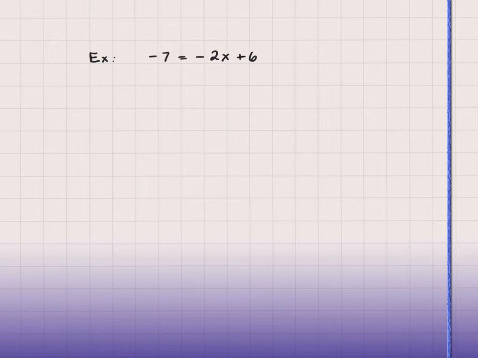Next example, my variable's on the right-hand side. Now this variable doesn't have any other like terms. Nobody else has an x in them. So I'm going to leave that negative 2x where it's at, and I'm going to get rid of the other term that's over here, this 6, by subtraction, the opposite of the addition. Whatever I do to the right-hand side of that equal sign, I have to do to the left.